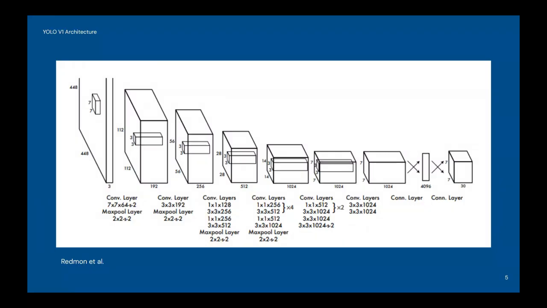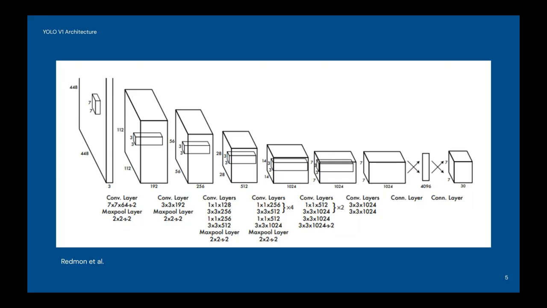This diagram comes from the original paper published by Redmond et al. in 2015, and it just provides a visualization of the architecture that I just described. If you count up all the convolutional layers in the diagram, you'll find that there are, in fact, 24, as mentioned. And notice the two final fully connected layers.